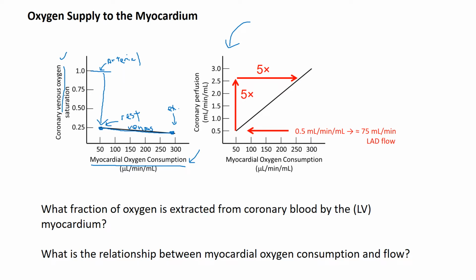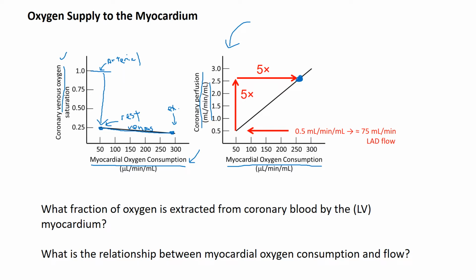It's possible because the flow goes up with increasing demand. So on this plot on the right, we have the same x-axis, oxygen consumption rate. On the y, we have flow, plotted as perfusion or flow per unit volume of tissue. In very intense exercise, if you're super fit, you might be able to elicit a 5-fold increase in myocardial oxygen demand. Commensurate with that, you would have a 5-fold increase in oxygen delivery here.